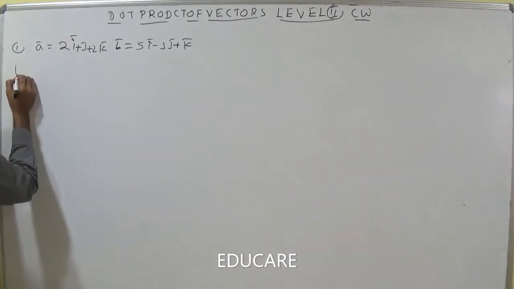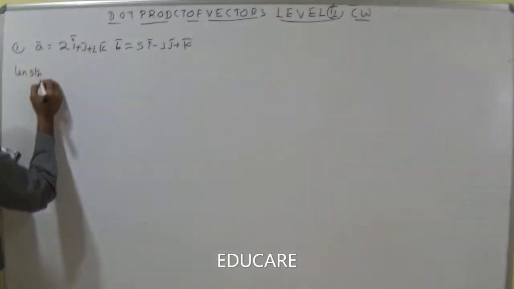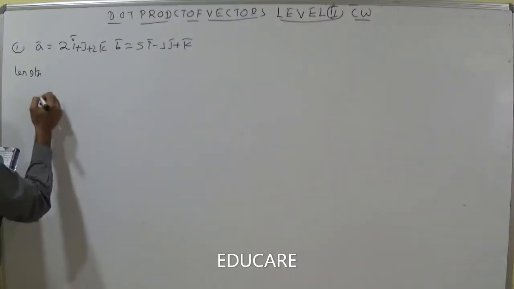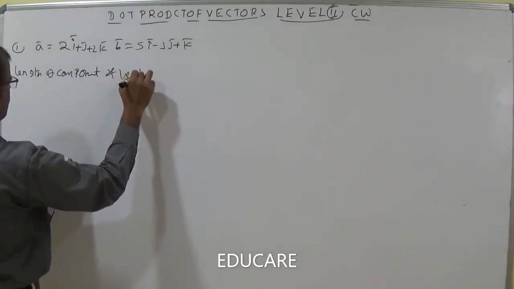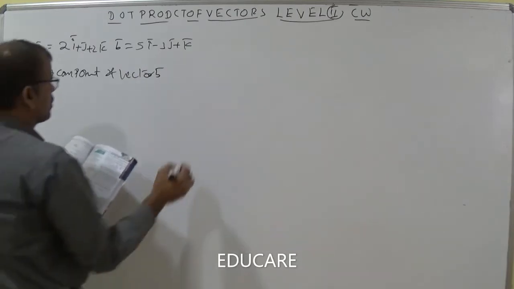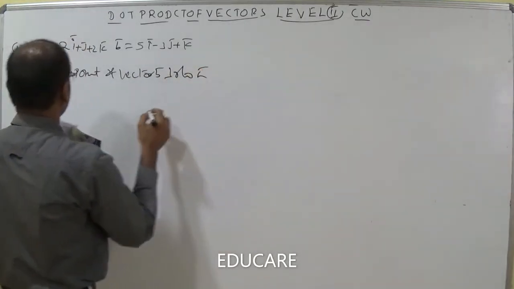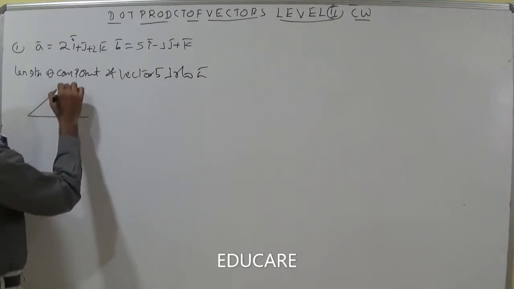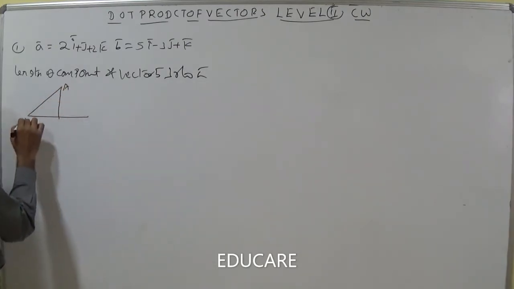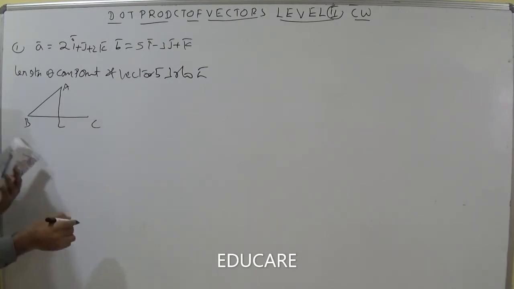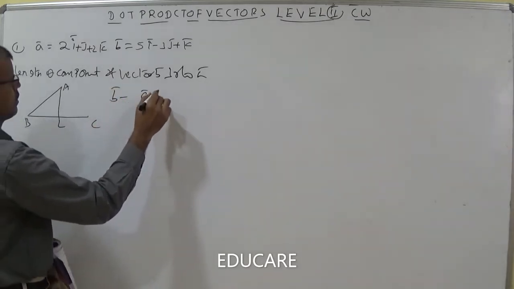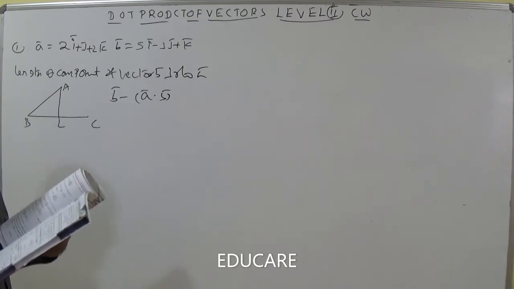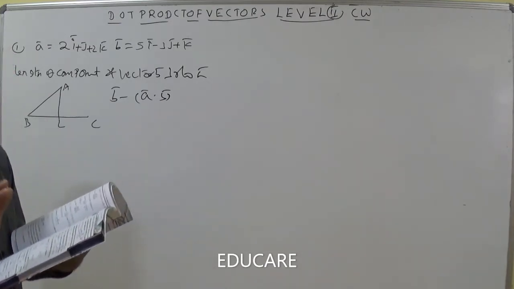Length of component means the magnitude of the orthogonal projection. I also explained the formula and its proof. Length of component of vector B bar perpendicular to A bar. If it is A, B, C, this is L, like that. The formula is B bar minus A bar dot B bar, what he is asking: the length of the component of B bar perpendicular to A bar.